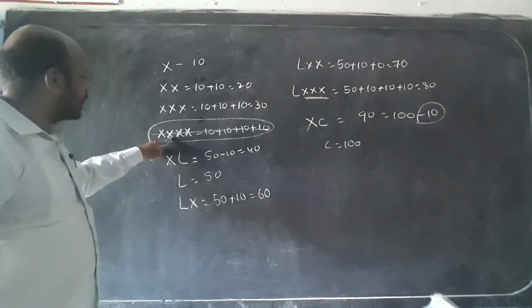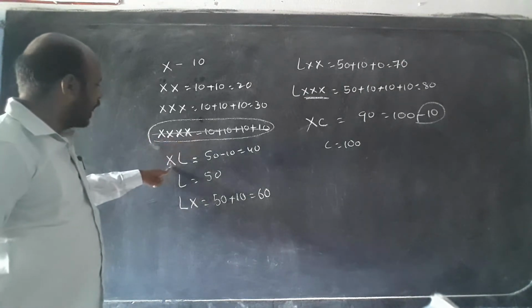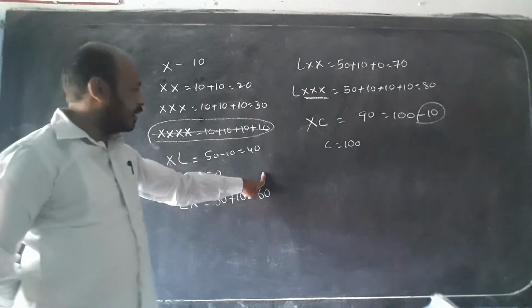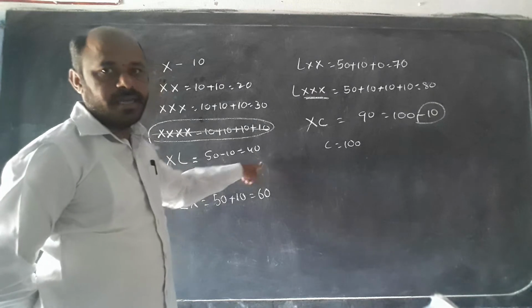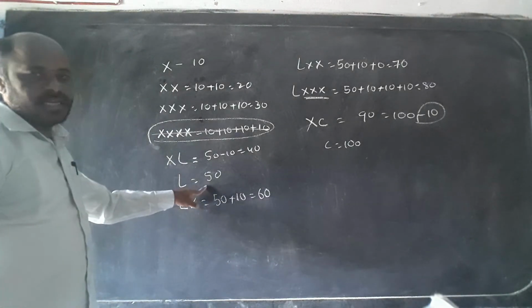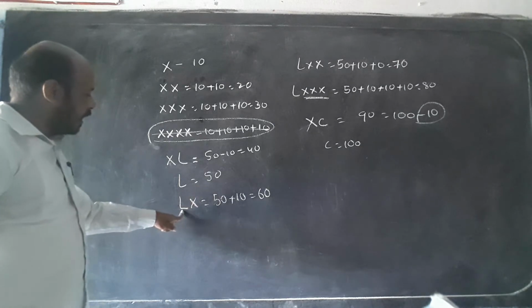Observe it. XXXX is wrong. XL is the correct procedure for writing 40 in Roman numerals. Okay, children, next one. L is 50. L is equal to 50. It is a direct symbol.